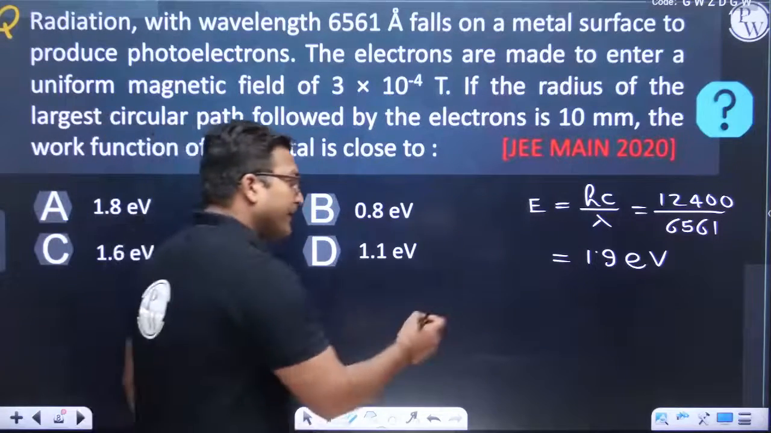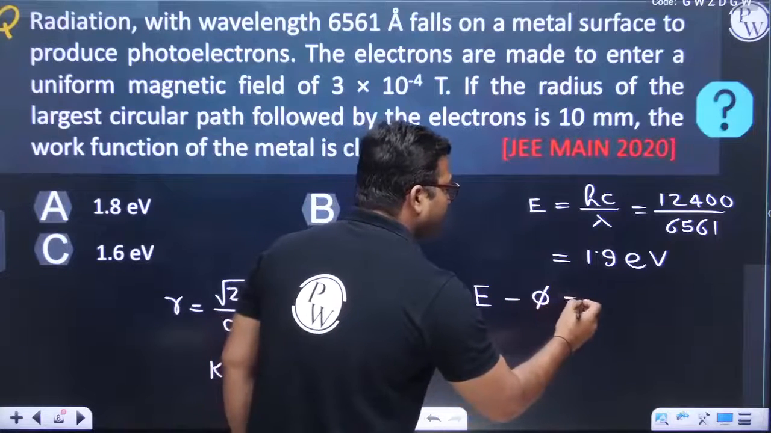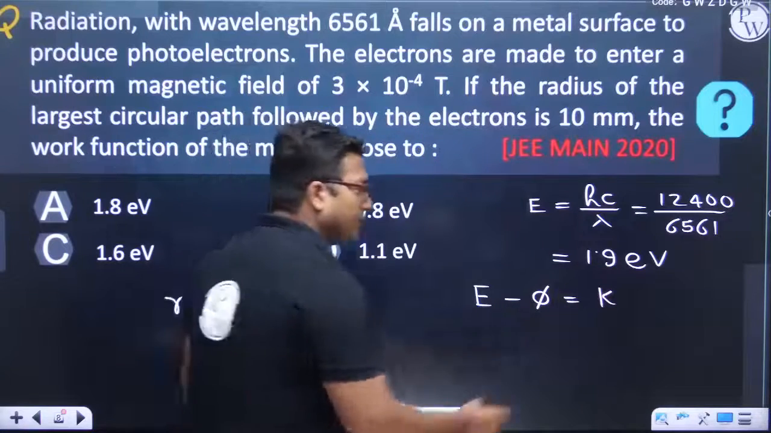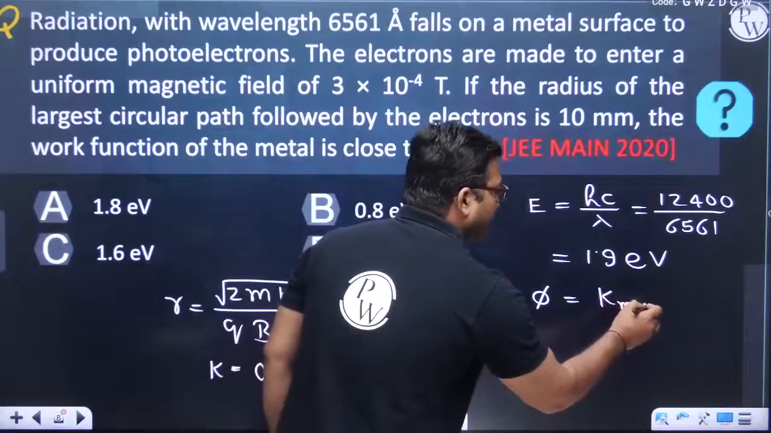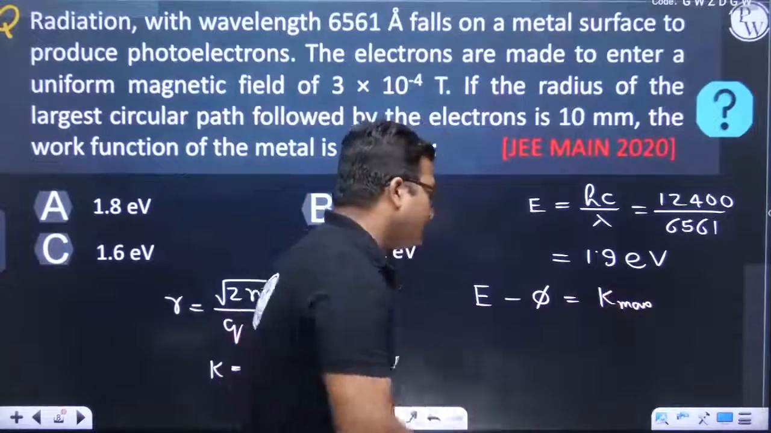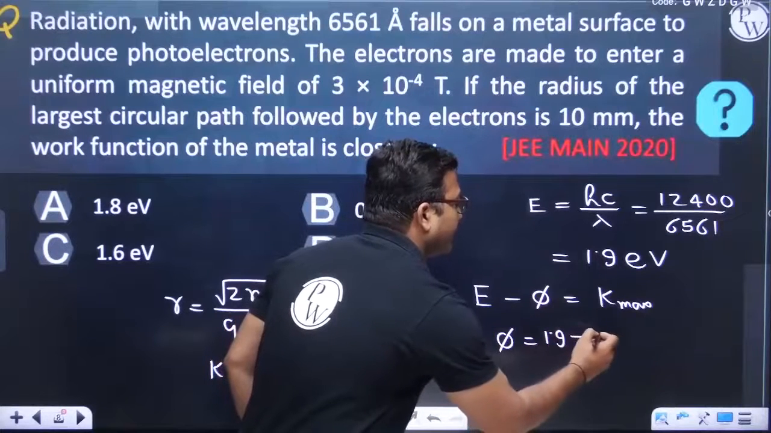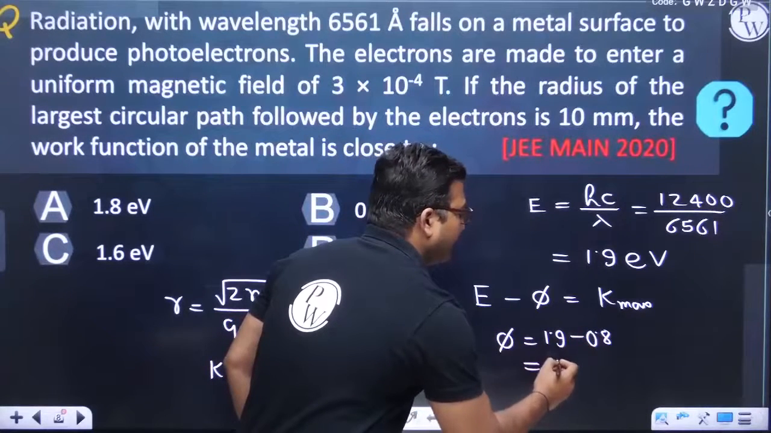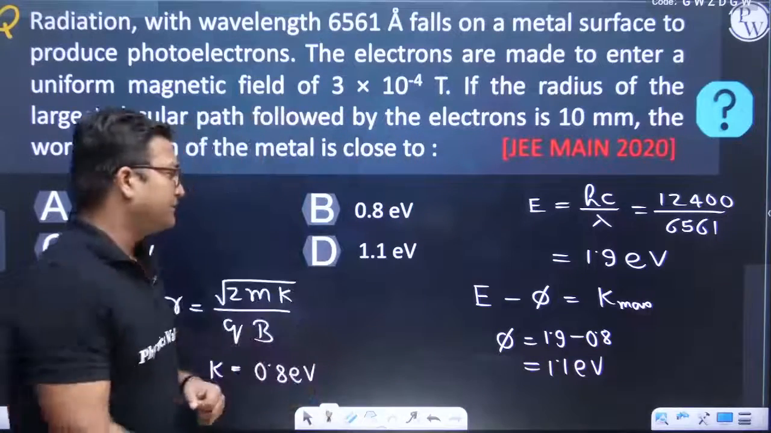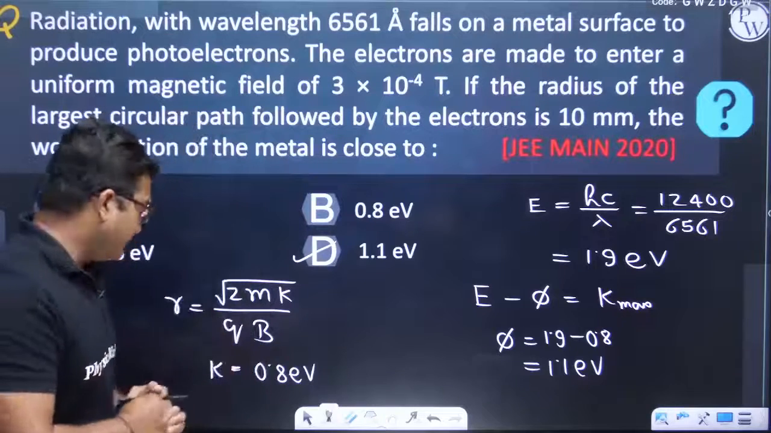Now you know energy of photon minus work function equals the kinetic energy of fastest electron. So we have E as 1.9, K max as 0.8. So phi becomes 1.9 minus 0.8, which is 1.1 electron volt. So work function of this metal is 1.1 electron volt, and this is your correct choice.